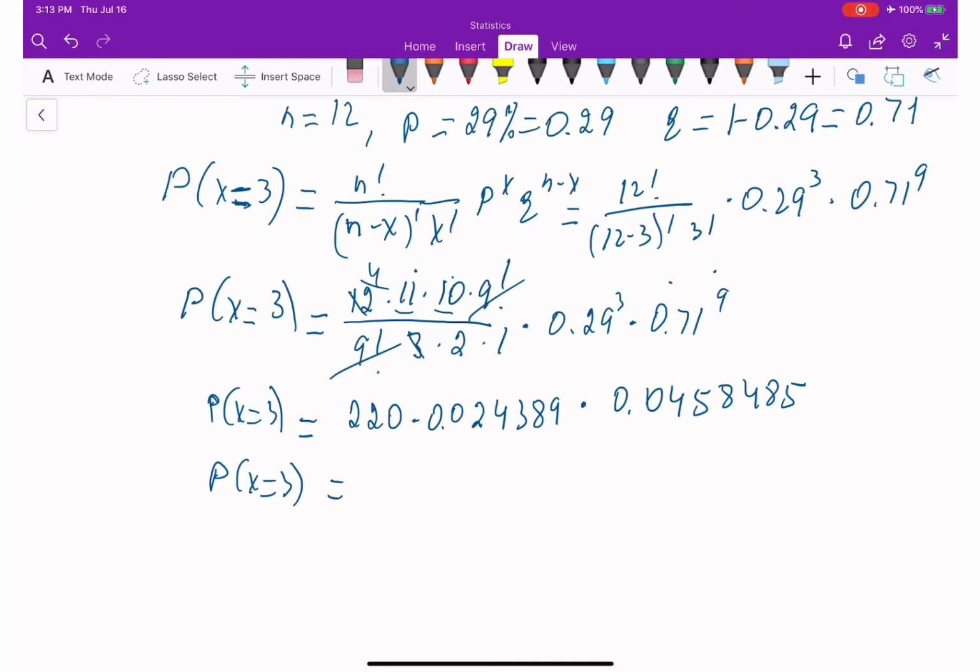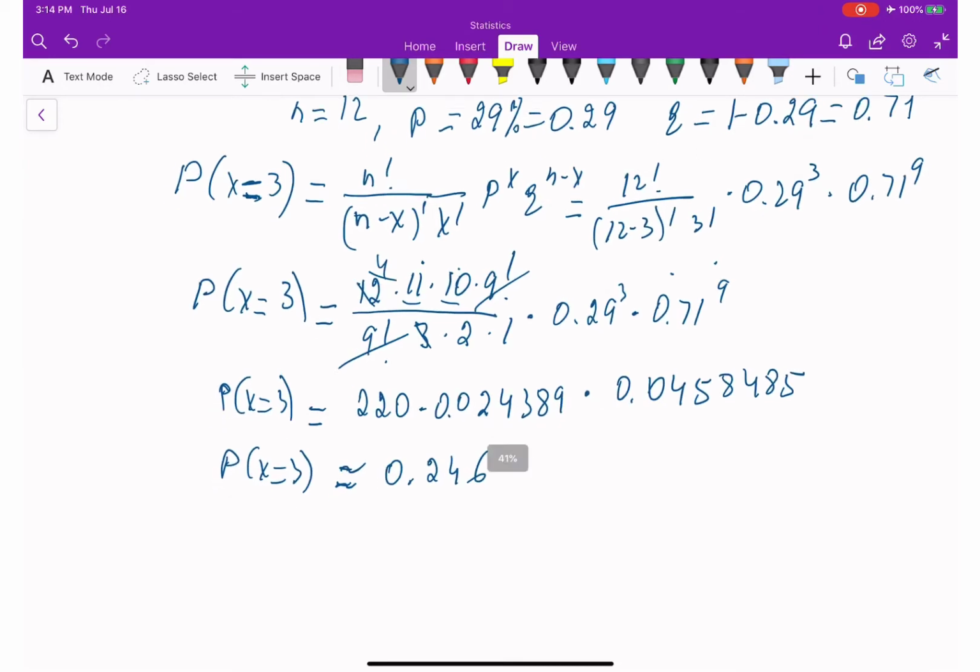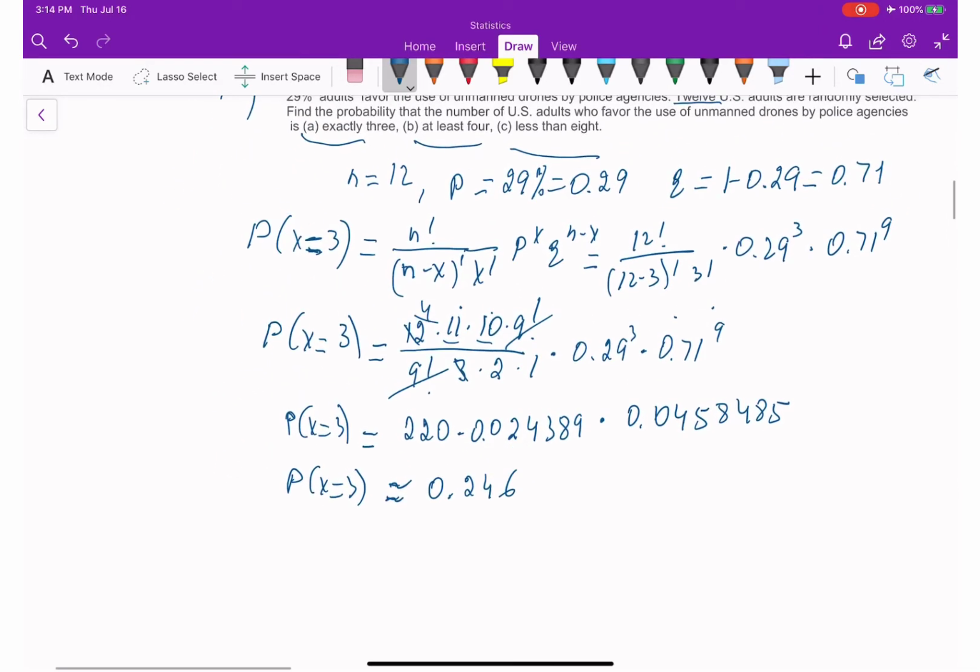It's going to be approximately 0.246. Next, B. So that was A. Now let's solve for B.